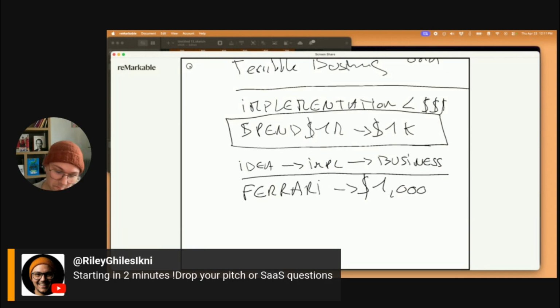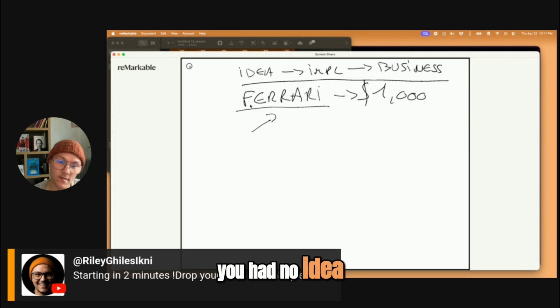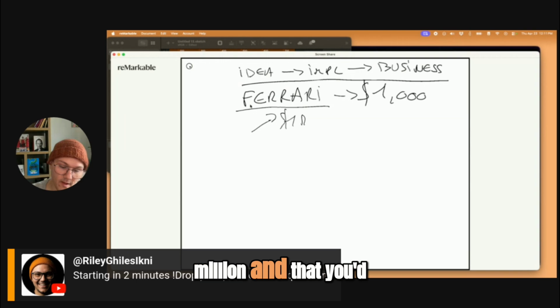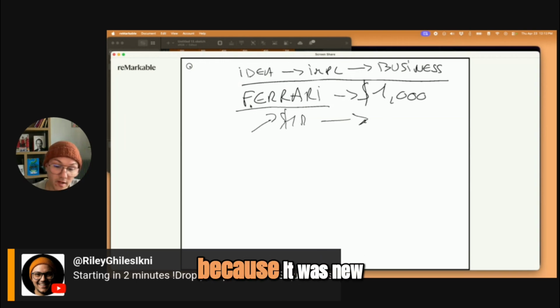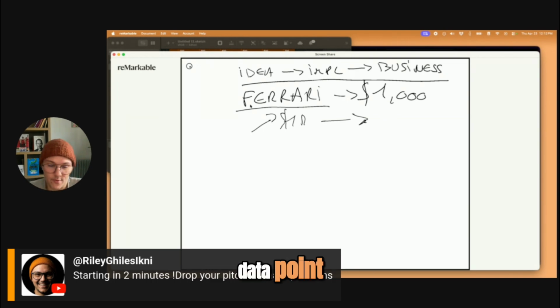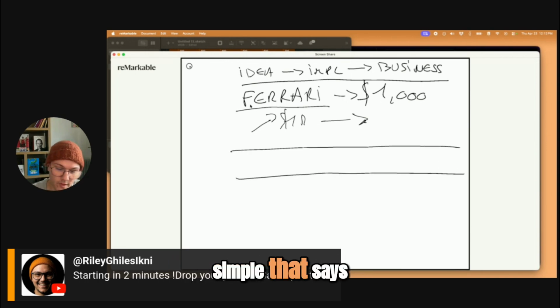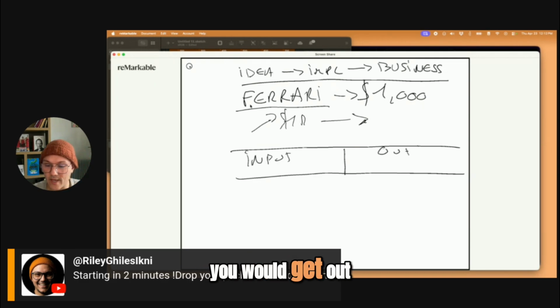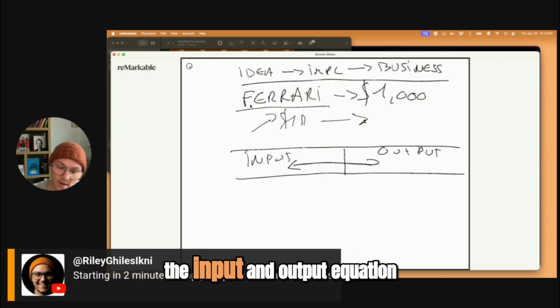And the problem is, when you started, you had no idea that you were about to build a Ferrari that would cost you about $1 million and that you'd sell it for $1,000. So because it was new and you've never seen it before, you would have no data point. You would have no information that would lay this out clean and simple, saying this is your input and this is what you would get out of it. Because you're starting from something new, you cannot quantify this equation that we call the input and output equation.